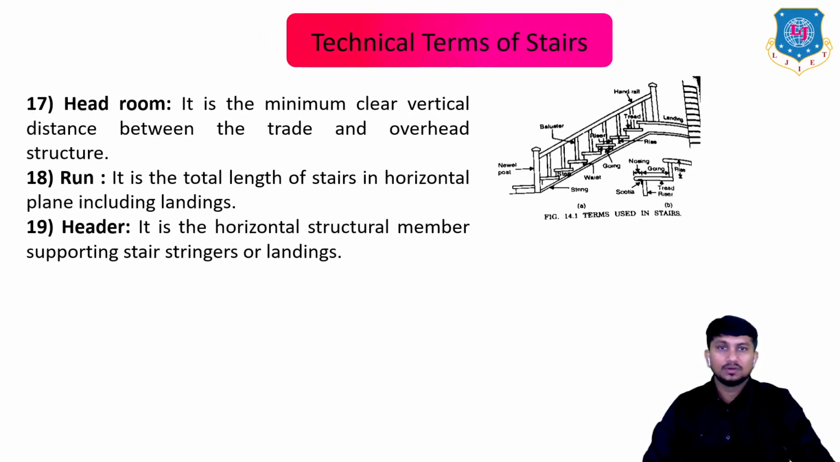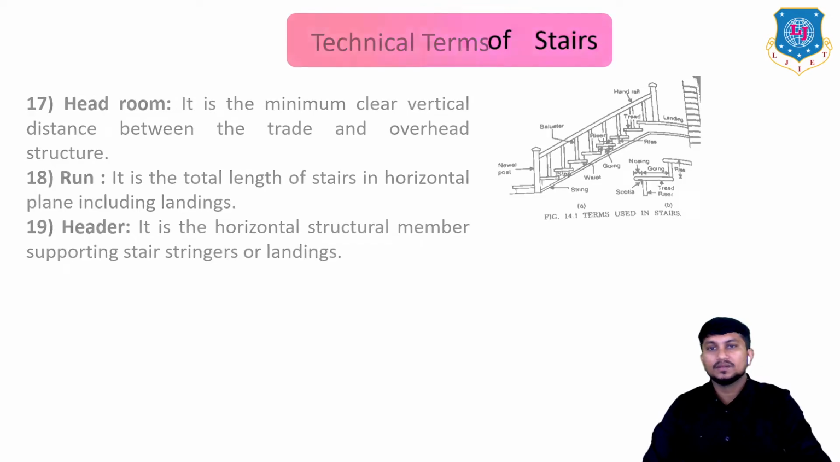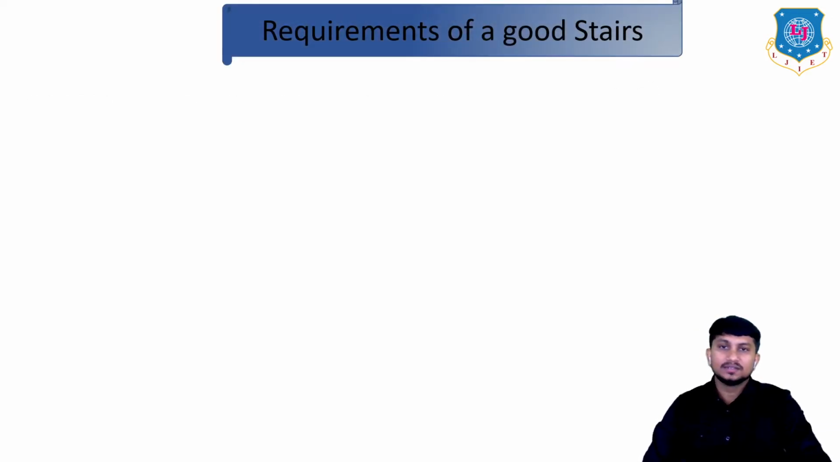Next component or term is headroom. It is the minimum clear vertical distance between tread and overhead structures. Next is run. It is the total length of stair in the horizontal plane, including landing. Next is header. It is a horizontal structural member supporting stair, stringer, and landings. That's all about the various technical terms.